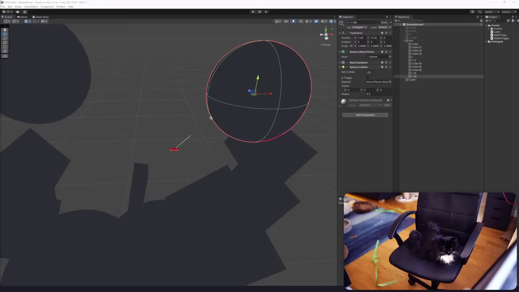Oh, the parent object had a Z value? Okay, yeah.